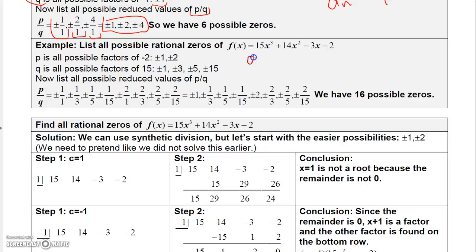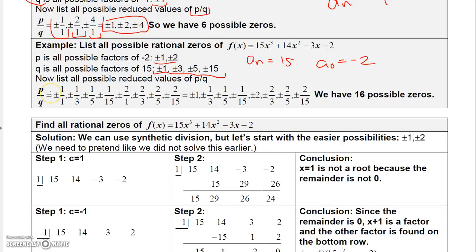Here a sub n is actually 15, and a sub 0 is -2. Okay, so to get p, I need to come up with all the possible factors of -2, which is plus or minus 1 and plus or minus 2. And to get q, I have to have all the possible factors of 15, plus or minus 1, plus or minus 3, plus or minus 5, plus or minus 15. So now, if I look at all the possibilities, I've got quite a few of them.